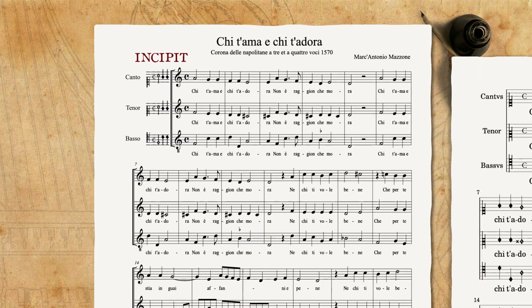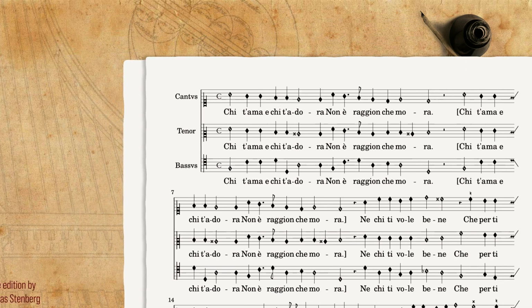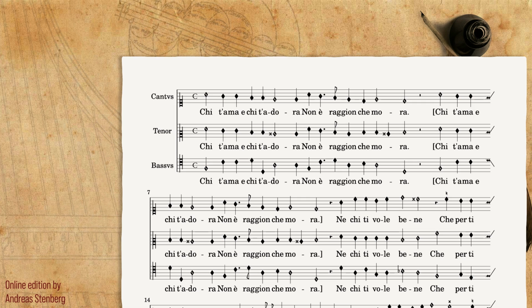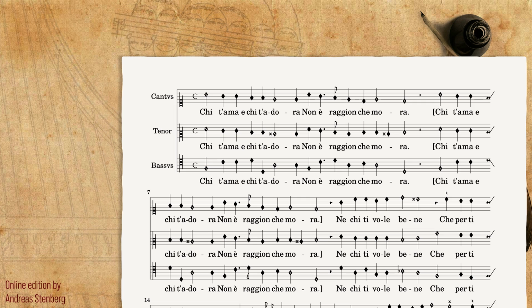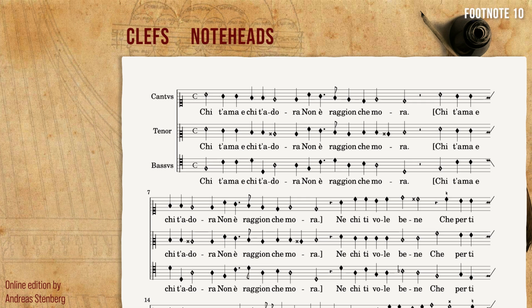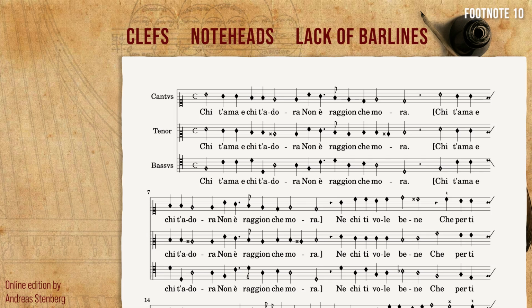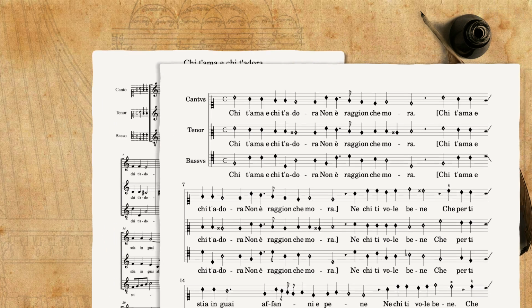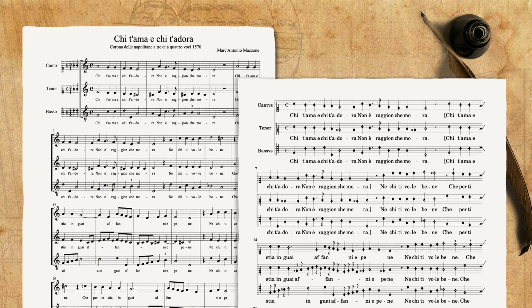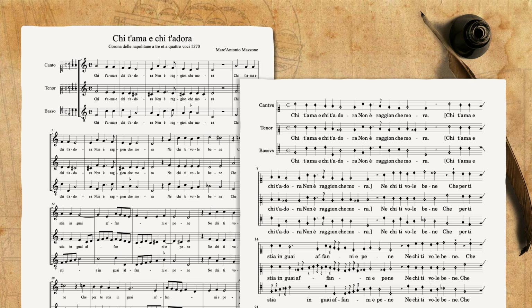But there are also other ways to edit the music. One may try to retain as many original elements as possible. The clefs, the note heads, and the lack of bar lines. There is no right or wrong, really. There are just conventions and common practices among musicologists and performers.